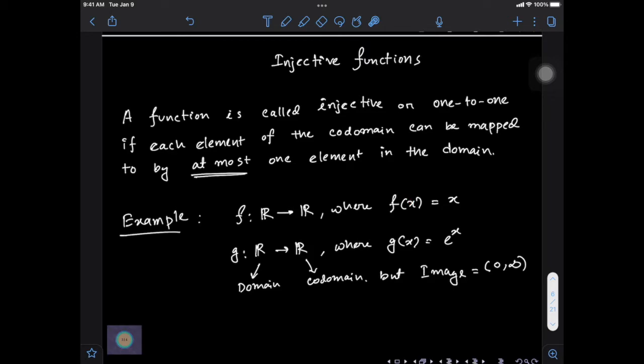Now let's consider the exponential function, defined as a function g with the domain R and the codomain R, and the function is g of x is equal to e to the power x. So here we are defining the codomain to be the real numbers, but the function actually attains only positive numbers because it's the exponential function. So the image is the open interval 0 to infinity. So this function is also an injective function because all of the values that the function attains can be mapped to at most one distinct element in the domain.